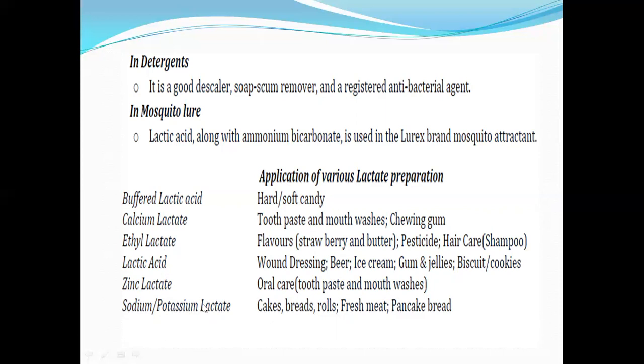Lactic acid itself is used for wound dressing and in the preparation of beer, ice creams, gums, and jellies. The salt of lactic acid, that is zinc lactate, is used for oral care in the treatment of mouth related diseases in the form of formulations, that is toothpaste and mouthwashes. It is used in the form of its salt, that is sodium or potassium lactate, in cakes, breads, rolls, and for the preservation of meat, etc.